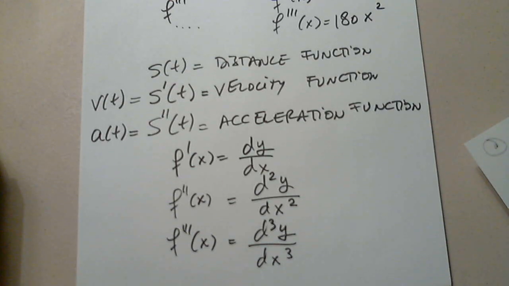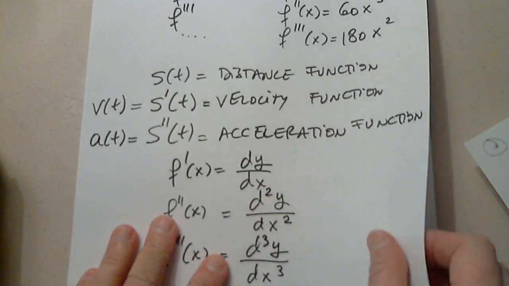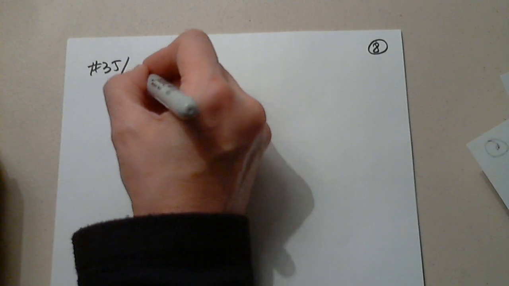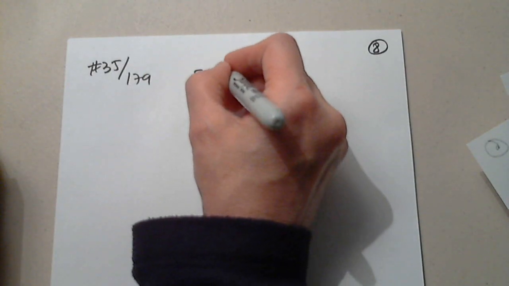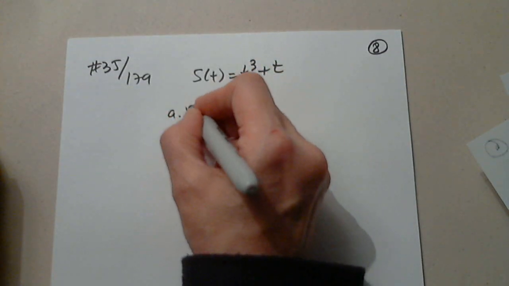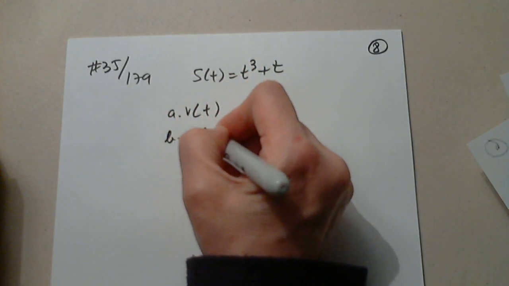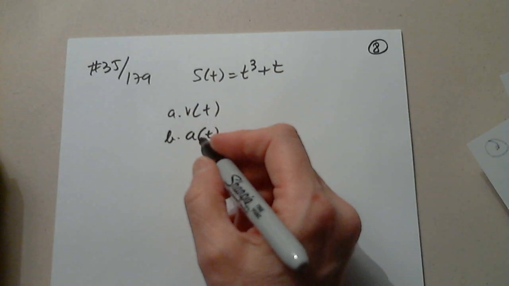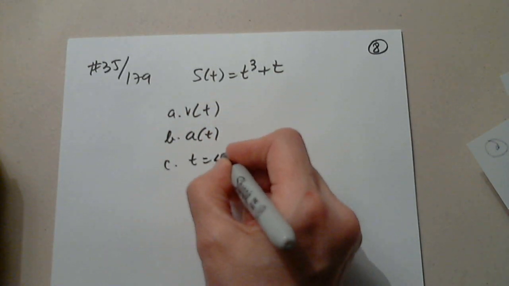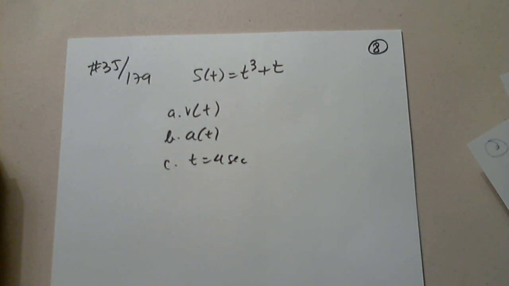So given, that's my page 8.35, and that was on 179, s of t equals t to the third plus t, and they want us to find v of t, they want us to find a of t, and the velocity and acceleration when t equals 4 seconds. Perfect.